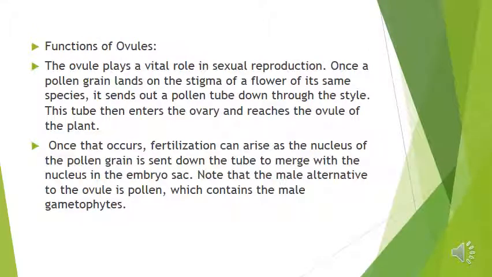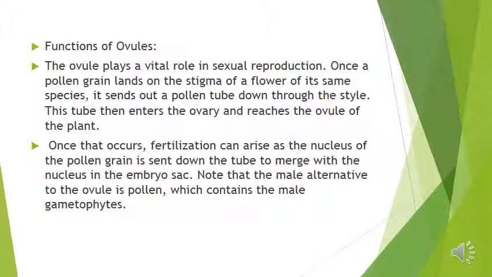Now we will deal with the functions of the ovule. The ovule plays a vital role in sexual reproduction. Once a pollen grain lands on the stigma of a flower of its same species, it sends out a pollen tube down through the style. This tube then enters the ovary and reaches the ovule of the plant.